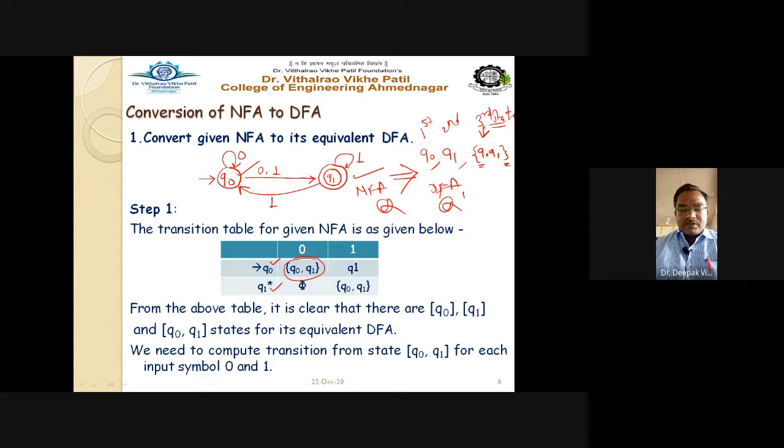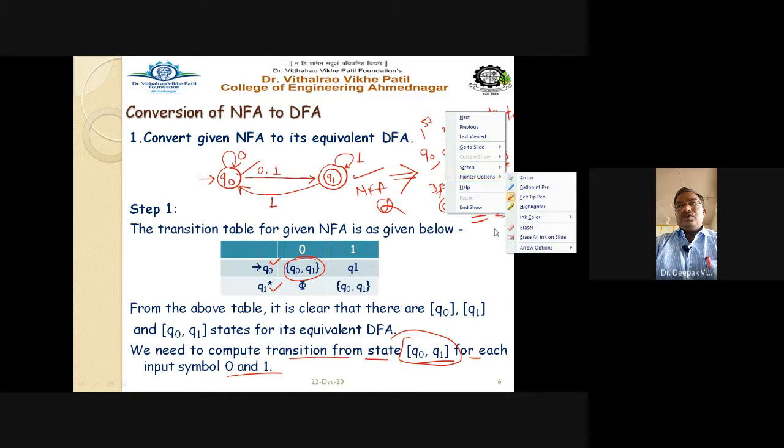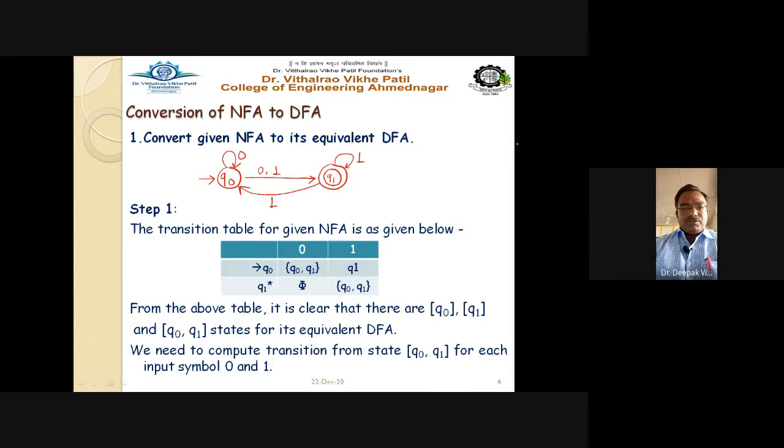Once you get the third state for the resultant DFA, we need to find out the delta dash transition for this third state on input 0 and input 1, because there are two inputs, 0 and 1. So we need to find out the transitions on input 0 and on input 1. We need to compute the transition from state q0, q1 for each input symbol 0 and 1. Getting this point?